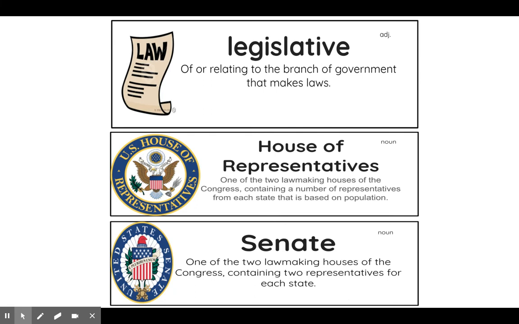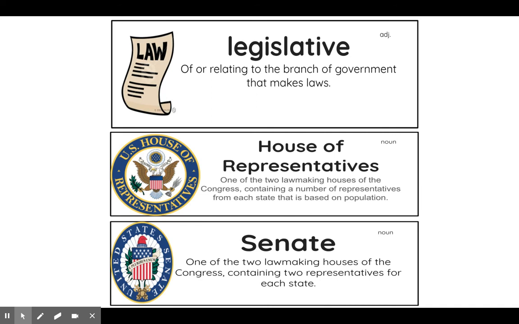And with the Great Compromise, or the Connecticut Compromise, we decided on having two houses. So first we have the House of Representatives, and this is one of the two lawmaking houses of the Congress, and we have the same number of representatives from each state.